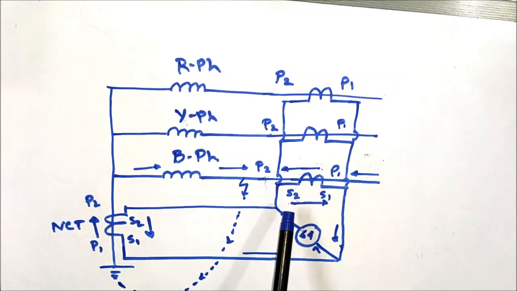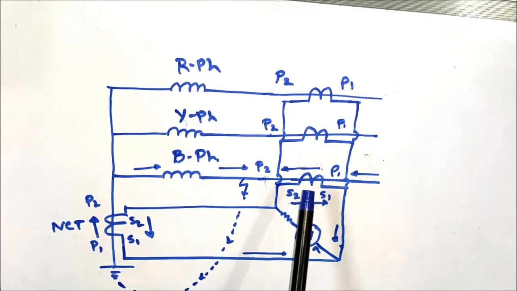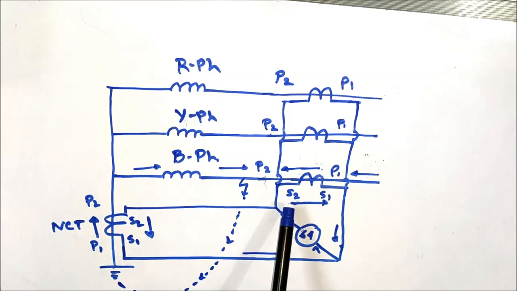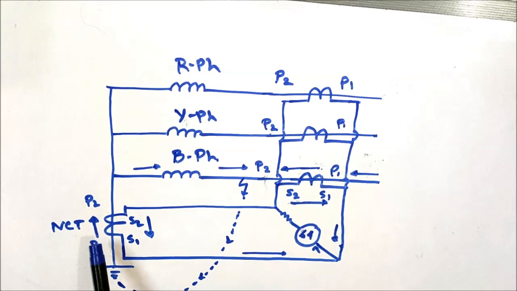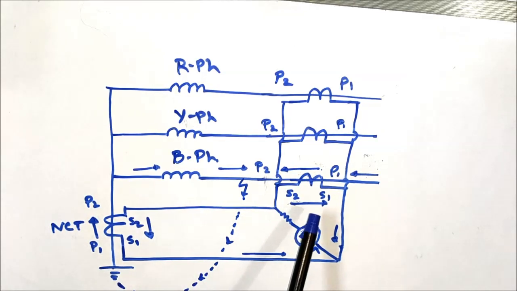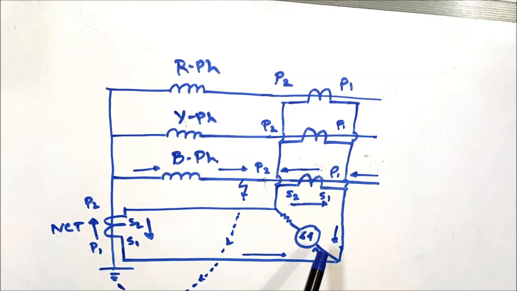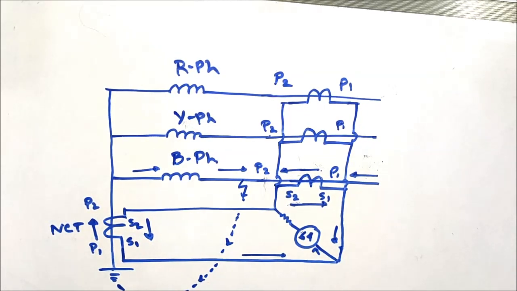That is, for P1 to P2 direction current in the primary side, the direction of the current in the secondary side is from S2 to S1. That is, both the current directions from the NCT and the blue phase CT are now the same. Therefore on the secondary side both the currents are in the same direction, and these two currents will be additive in nature, and that is why the relay will operate and send a trip signal to the circuit breaker associated with the transformer, and it will clear the fault.